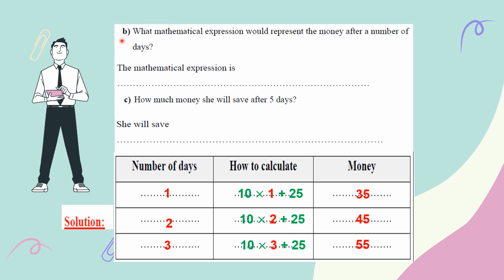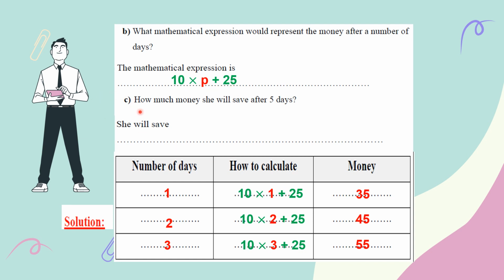And now, in letter B, what mathematical expression would represent the money after the number of days? Here we have 10 times 1 if we have 1 day plus 5, 10 times 2 if we have 2 days plus 25, 10 times 3 plus 25 if we have 3 days. So here the number of days will change, so we can represent it by any variable you want. Here we will write it as 10 times p plus 25.